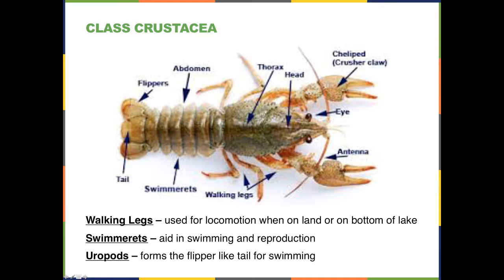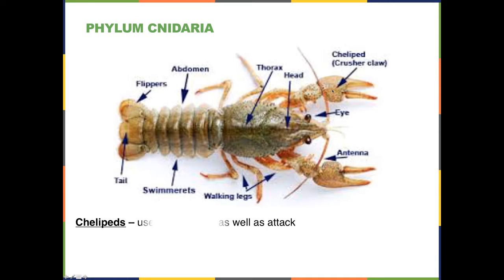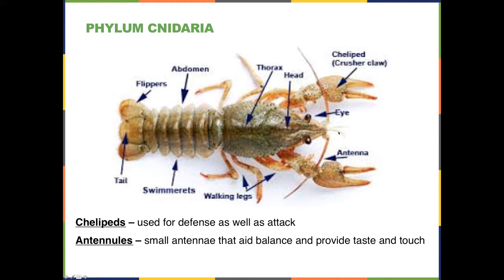Now, other legs include the cheliped, which is the large crusher claws, and then also these large antennae. The cheliped is the crusher claw for this organism. It's used for defense when attacked, and also is used to attack a potential meal. These smaller areas here are called antennules. The antennules aid the organism in balance, in addition to providing taste and touch.